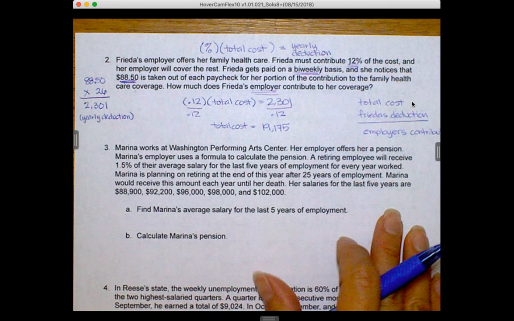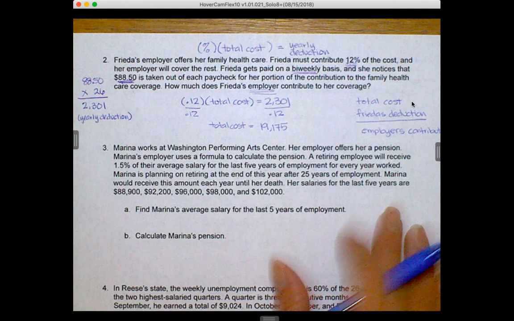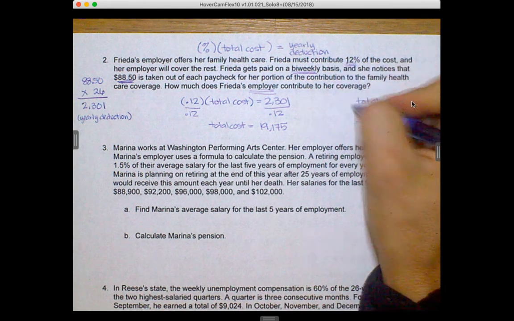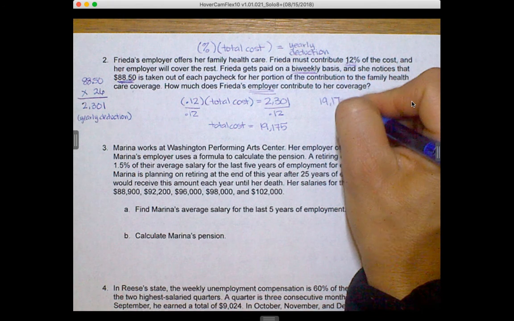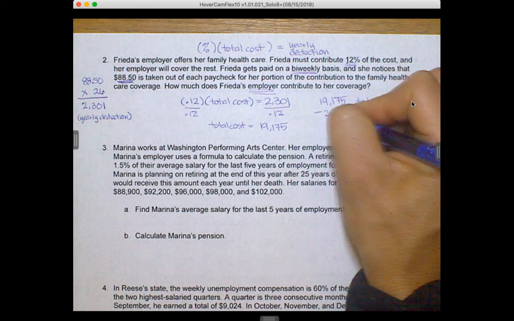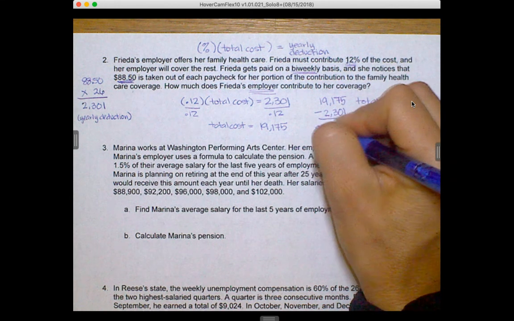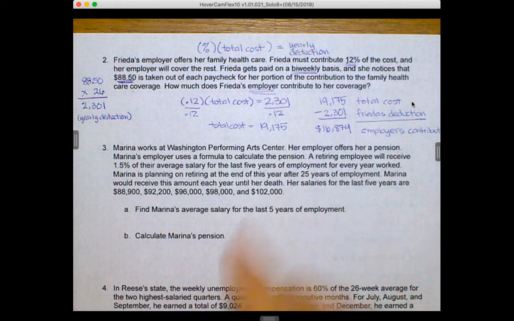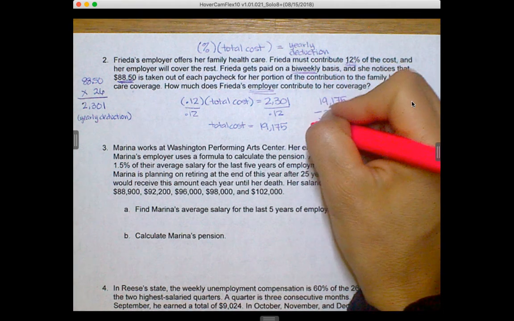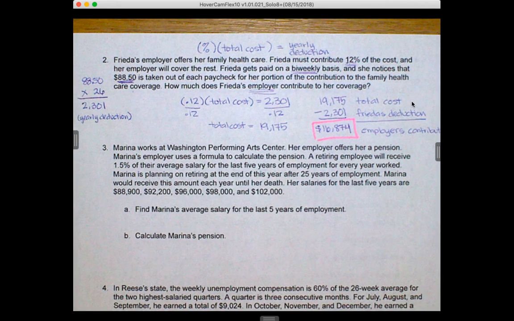So let's go ahead and do that really quickly. Okay, and I see here that the total cost is $19,175. I'm going to subtract Frida's cost. And when I subtract that, I get $16,874. So this is the amount of money her employer is paying towards her health insurance or her health coverage.